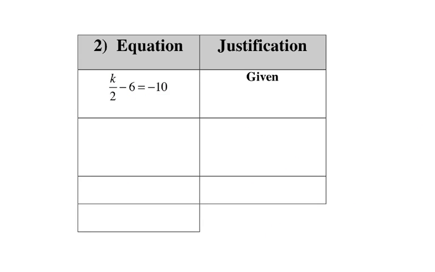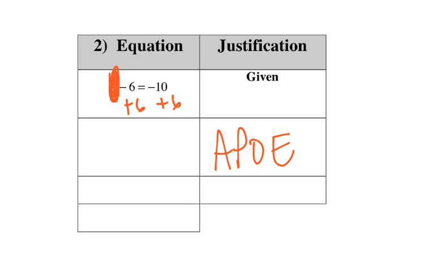Okay, number 2. This is the strategy where if you've got a lot of things going on, you want to put your finger over the variable and see what you need to get rid of first. So I see the -6 hanging out there, so I'm going to add 6. Since I'm adding to both sides, it's the addition property of equality.